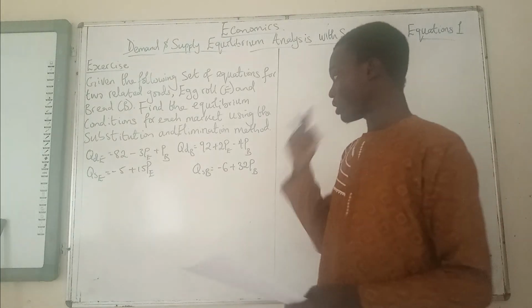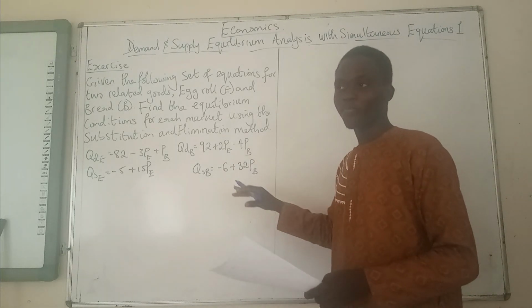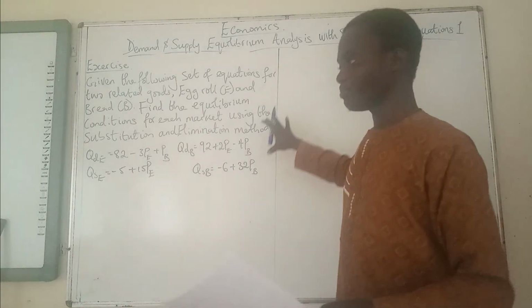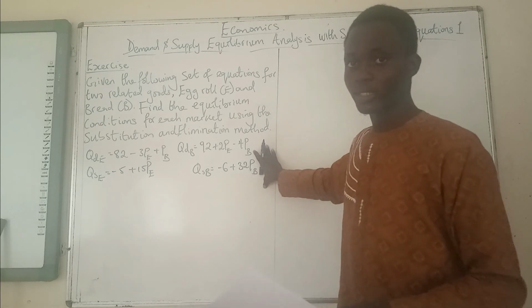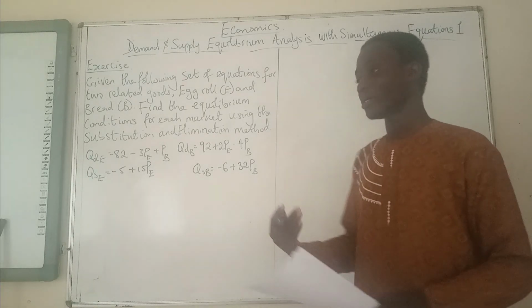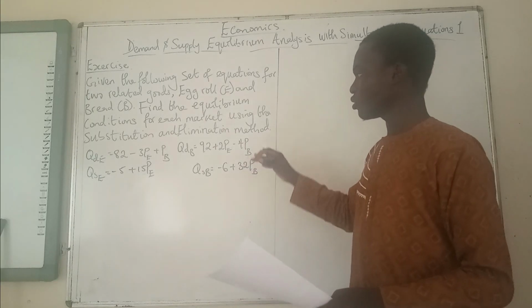As I said earlier, by the time we get to matrices and determinants, I would use this question again. We'll use our knowledge of matrices and determinants to look for the equilibrium price and quantity.